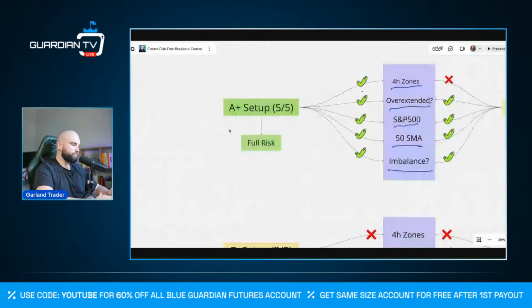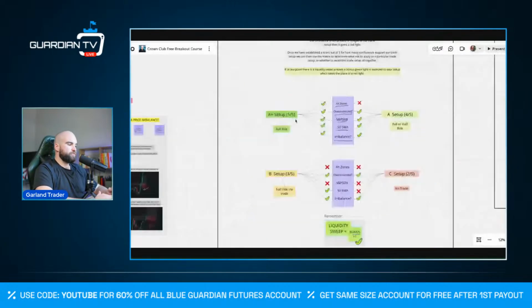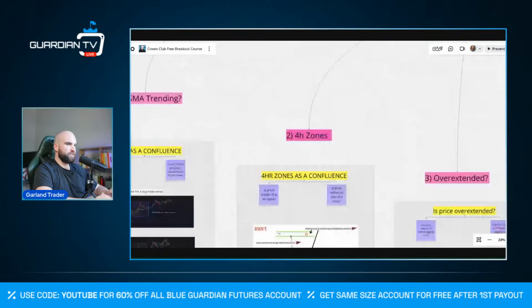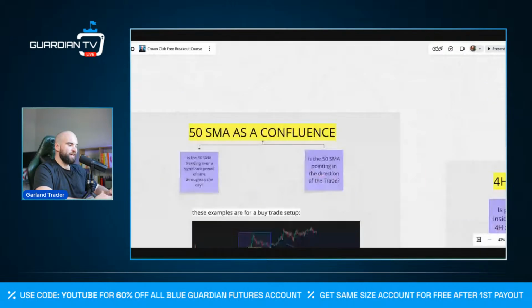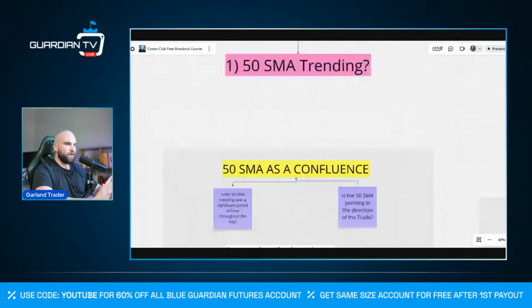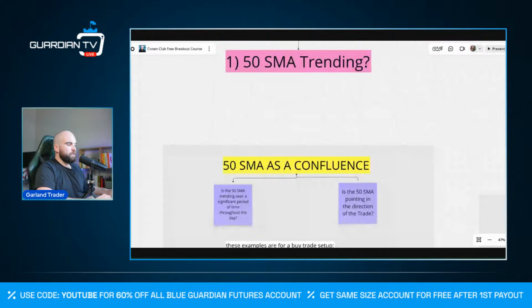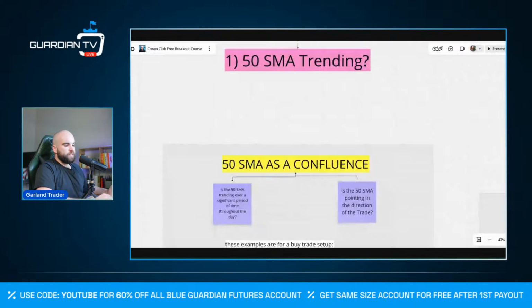Okay. So let's go through how each of these confluences work. It's a lot of stuff I'm giving you guys today. This is a lot of value. I'm going through each and every single one of the confluences that I trade every day, which allows me to get into 70+% win rate trades. Okay. So the first is the 50 simple moving average.